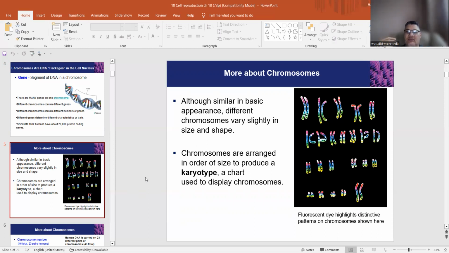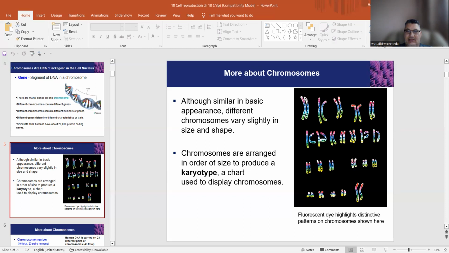Karyotype means the specific arrangement of the chromosomes. We use certain dyes: we take them out of the nucleus, spread them in the laboratory, and add fluorescent dye to highlight these chromosomes. When you look at it under the microscope, this is what you see. So we call that karyotyping. Karyotype or karyotyping means showing exactly how the 23 pairs are arranged and how they look. And if you noticed, they are arranged to a big extent according to their size.